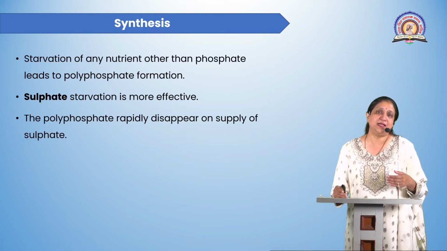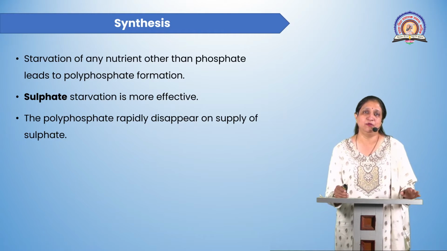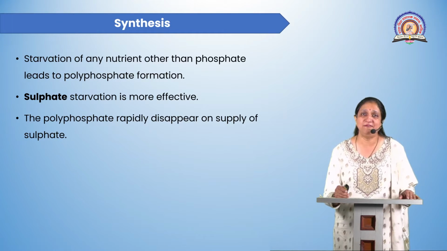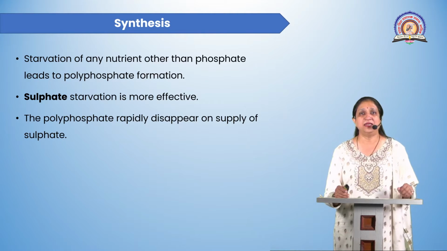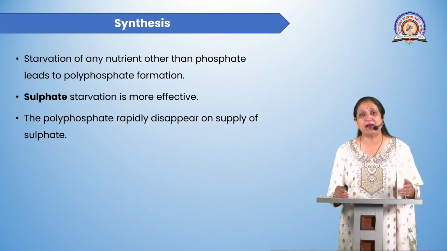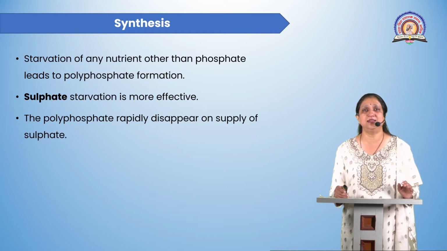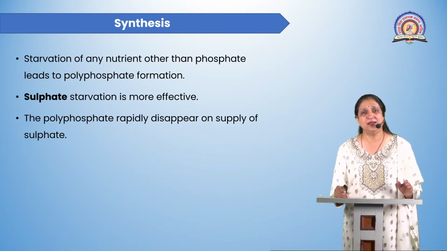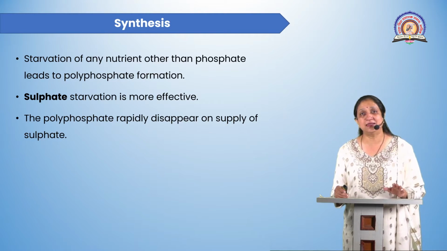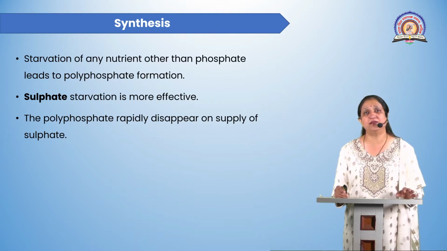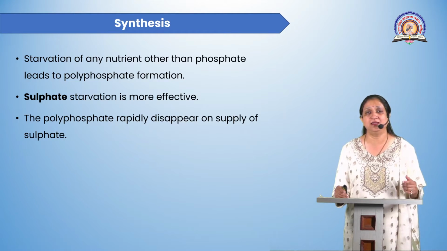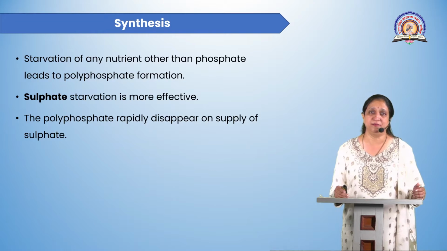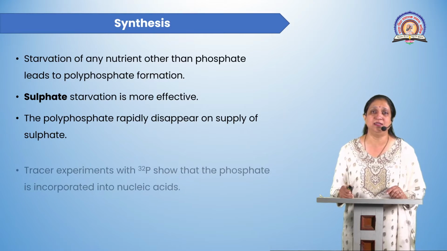Now, when the bacteria has produced the granules, if you supply sulfate in the medium, the bacteria very rapidly starts utilizing the polyphosphate, and therefore there is disappearance of the polyphosphate granules from the bacterial cell in presence of sulfate or when sulfate is provided in the medium.